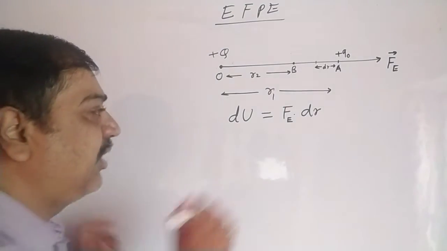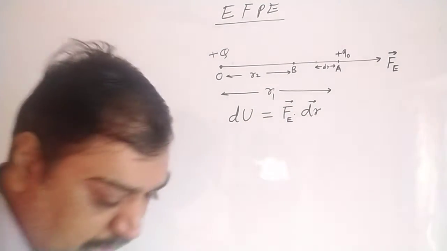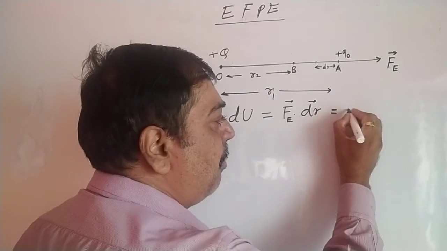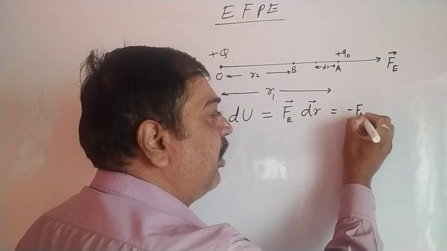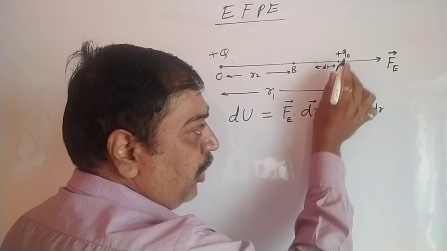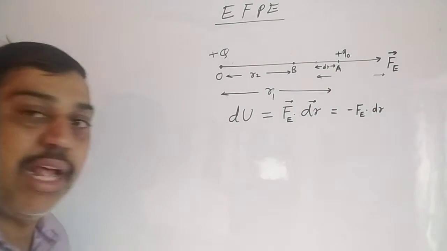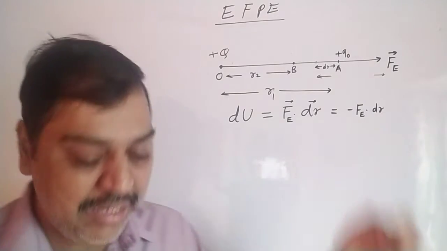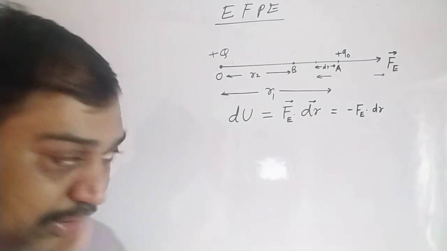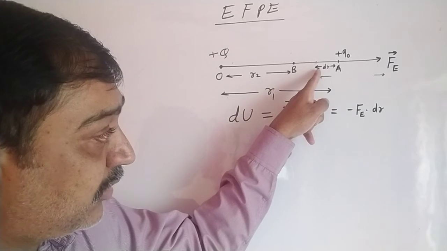This is in vector form. The same equation can be written in another form as minus Fe into dr. Why the minus? Because we are moving Q0 to the left-hand side while the force is directed to the right-hand side, so they are in opposite directions. That's why the minus sign was introduced here. So this is the amount of work done to move the charge Q0 from A by a distance dr.